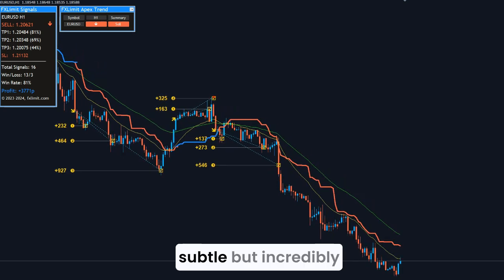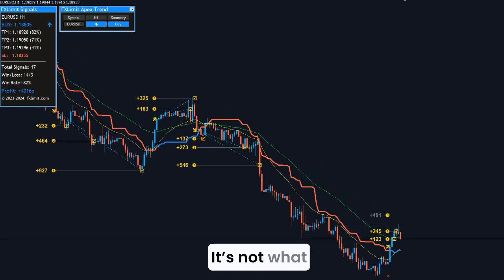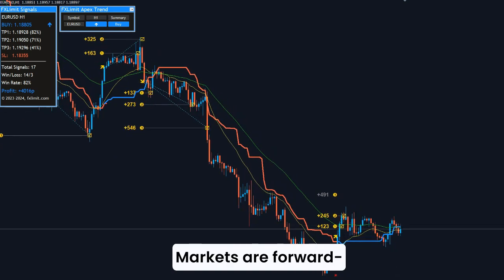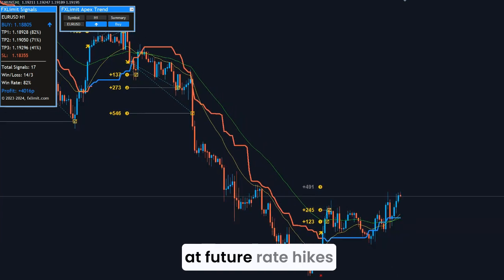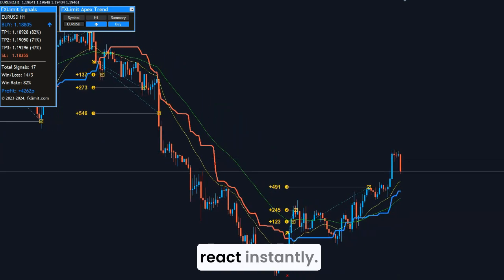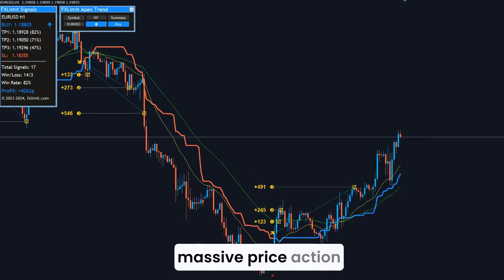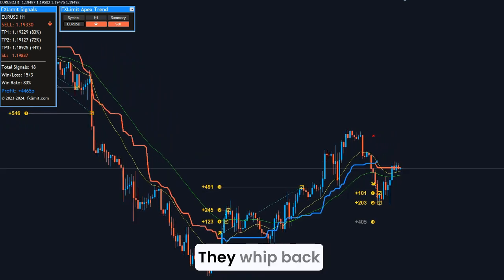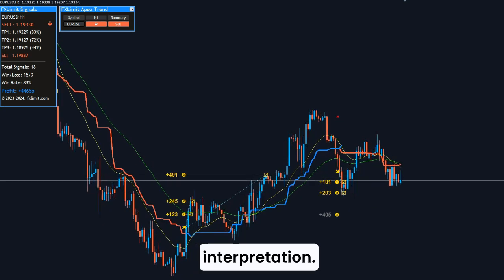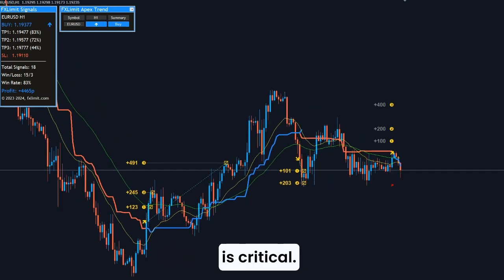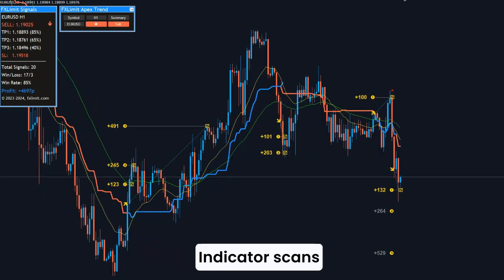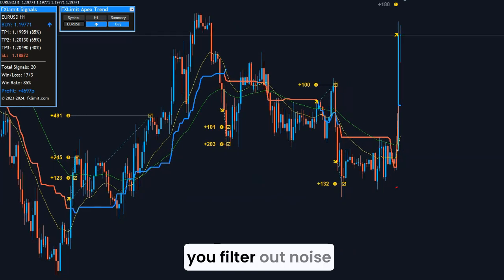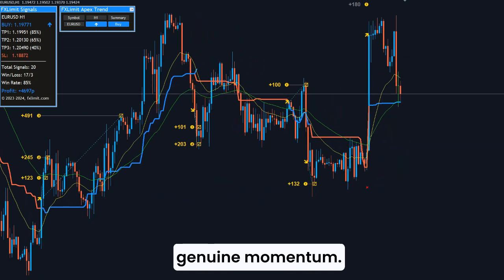This one is a bit subtle, but incredibly powerful. It's not what the central bank does, it's what it says it plans to do. Markets are forward-looking. So if a central bank hints at future rate hikes or cuts, traders react instantly. You might see massive price action just from a single statement. But here's the catch: markets overreact. They whip back and forth based on interpretation. That's why trend confirmation is critical. The Apex Trend Indicator scans multiple time frames and pairs to confirm the trend direction, helping you filter out noise and focus on genuine momentum.